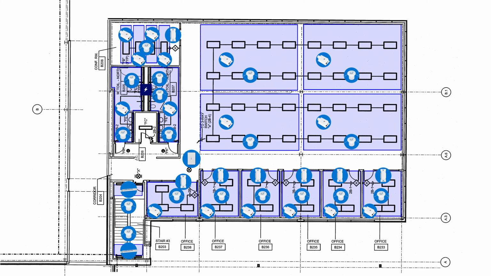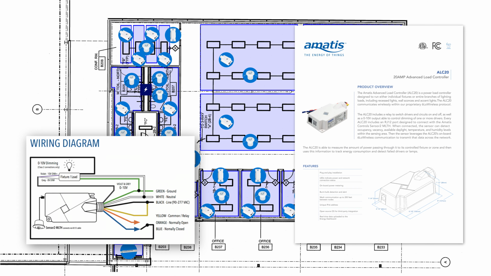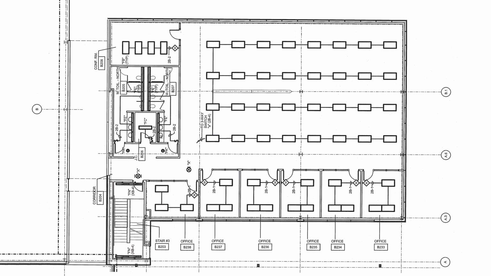You should always start by referencing your design. For most projects, you should have a design provided by your designer, estimator, sales representative, or directly from Amatis Controls. Your design should include product placement, spec sheets, and wiring diagrams. Let's walk through an example design prepared by the Amatis team.